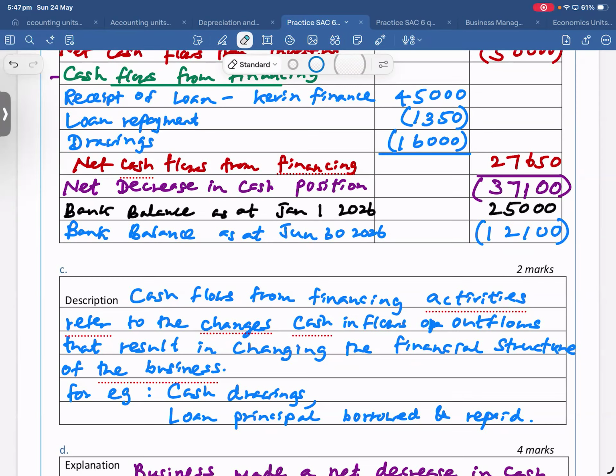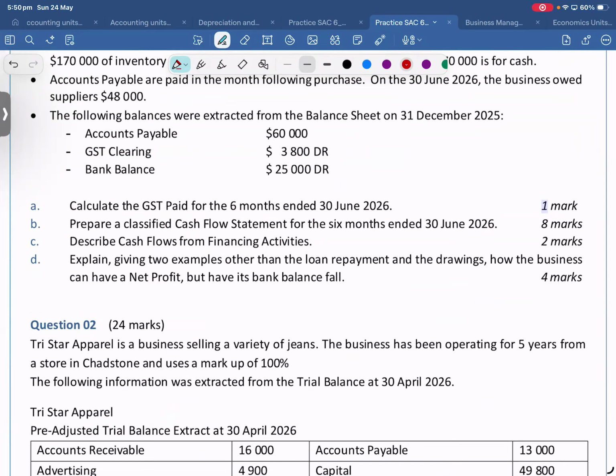Part D. Giving 2 examples other than loan repayment and the drawings, how the business can have a net profit but have its bank balance fall. Okay, this one, guys, what did we say? The difference between cash and profit. Are they the same concept or different? Why? How many reasons are there? I gave you how many reasons? 3 reasons. What are those?